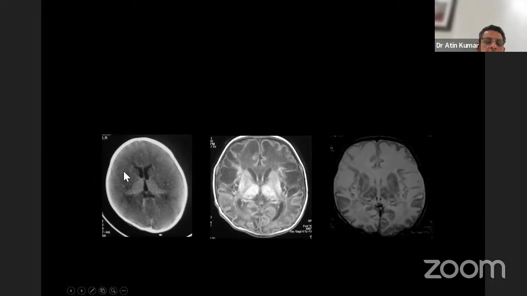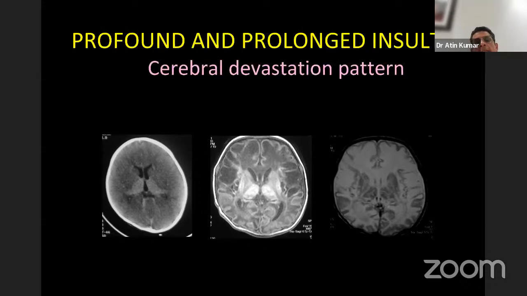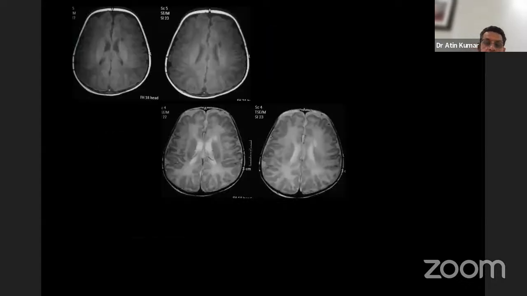One CT in which there is a diffuse abnormality of the gray-white matter. Thalami is spared, but the basal ganglia are involved, the gray-white matter is involved. The same child, when you follow it up, shows diffuse cystic encephalomalacic changes in all those areas. This was an acute scan. This is a subacute to a chronic follow-up of the same child. Cystic encephalomalacic changes are seen, and this is a cerebral devastation pattern.